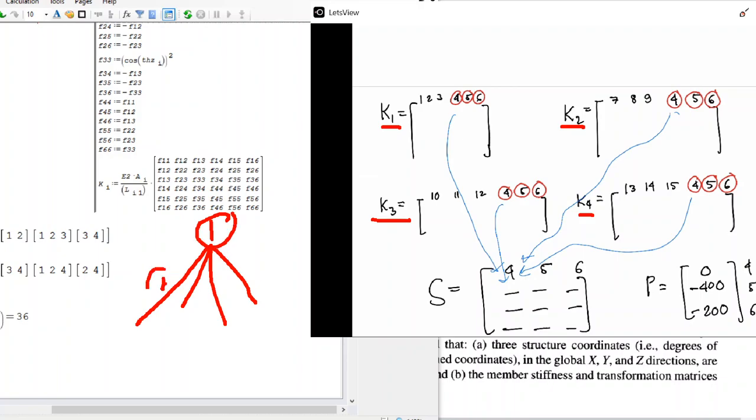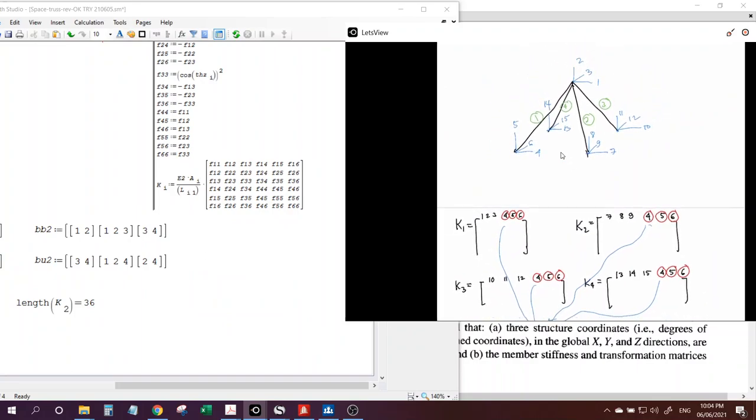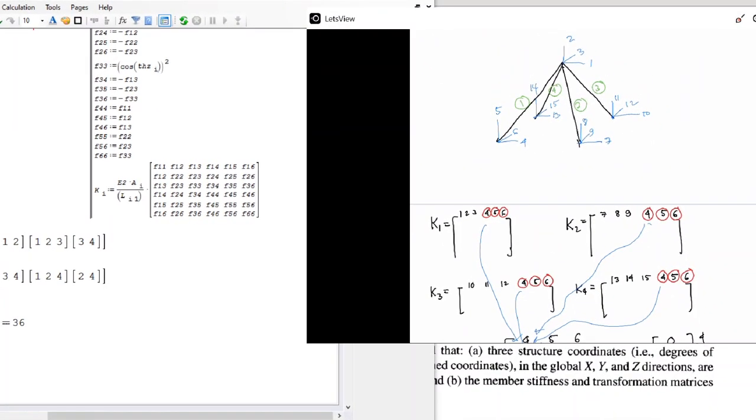Okay. So for member 1, maybe I'll zoom out a bit. So if you notice, my coding of the degrees of freedom is starting from here, the node 1. So 1, 2, 3, 4, 5, 6 for member 1. Okay, so 1, 2, 3, 4, 5, 6. For member 2, it's 1, 2, 3, 7, 8, 9. Okay. So I'll update this.